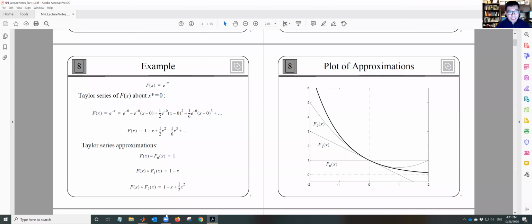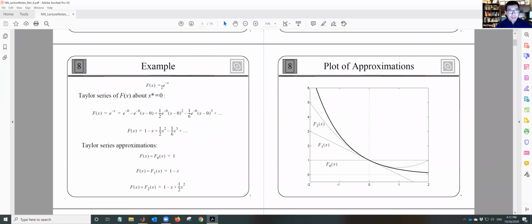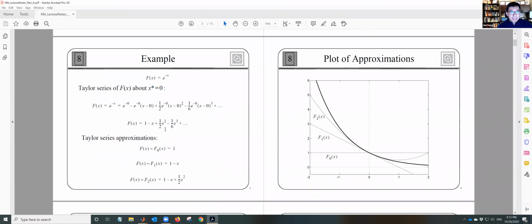In this example, we're talking about cosine x. But in the slide, we have a function exponential of minus x. Now Taylor series expansion about x star equals 0, which is this local area. Then we can approximate with f of x star, plus the first derivative times x minus 0, plus one half the second derivative times x minus 0 squared, and then the third order derivative, and then the nth order derivative. So this will be the expansion.